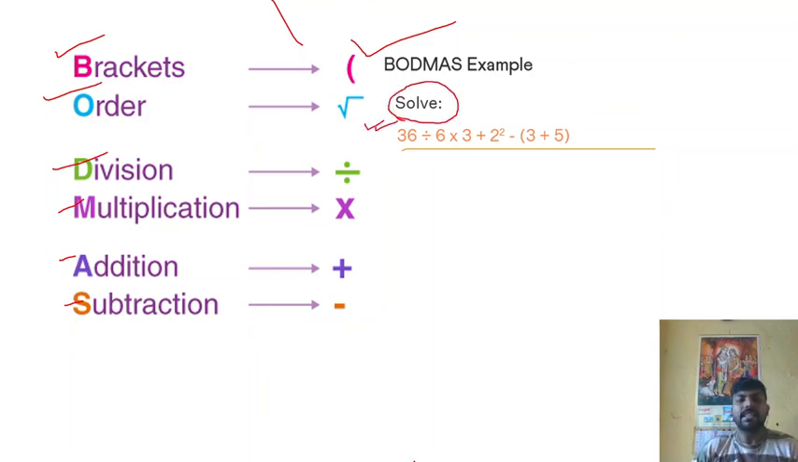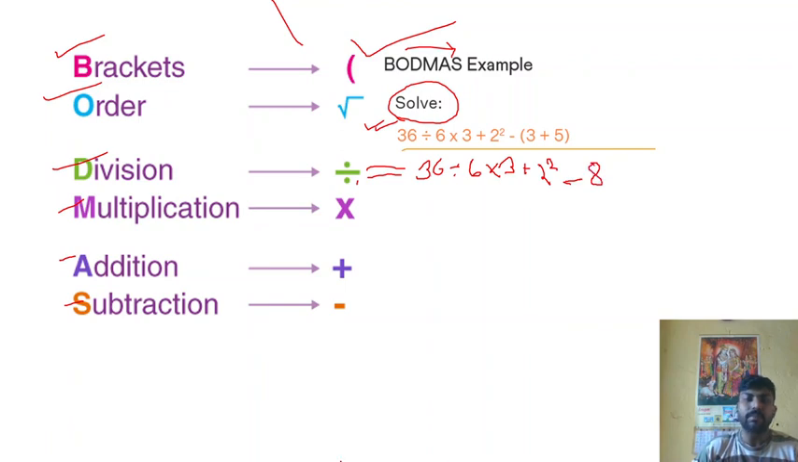Here one question has been given: 36 divided by 6 into 3 plus 2 square minus in bracket 3 plus 5. How to solve this? We have to follow the BODMAS sequence. At first we complete the bracket work. 36 divided by 6, then 6 into 3, then 2 plus 2 square, and the bracket 3 plus 5 is 8. So we are doing the bracket work first.